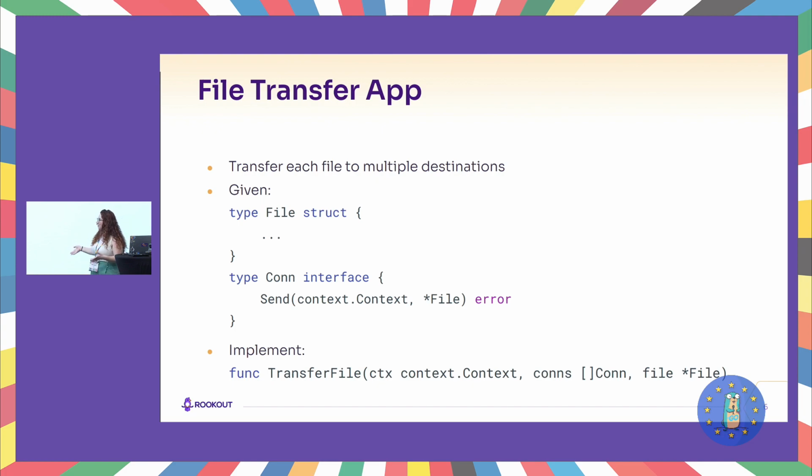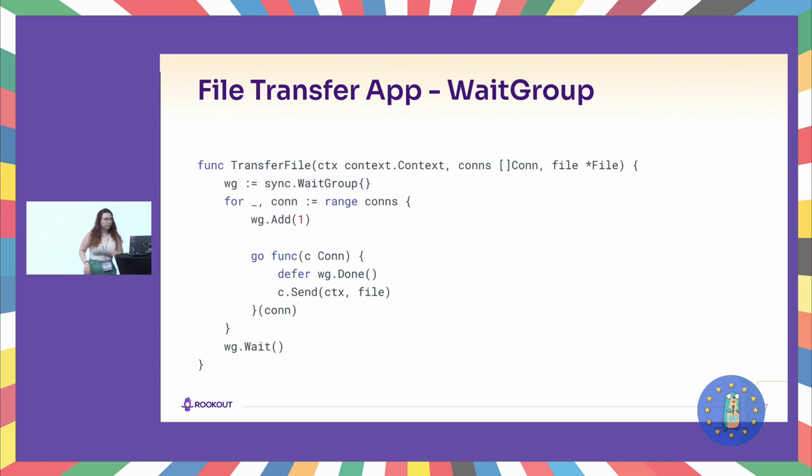Cool. So what do we have to do? We have to implement the transfer file function. Now, as you can tell, it's not really transfer file specific. This is more to show the implementation of the concurrency part of this program. So if we do that with wait groups, we can do it pretty easily, right? We'll just create a wait group. We'll iterate over our connections. We'll add one for each connection because we want to wait for another task to complete.